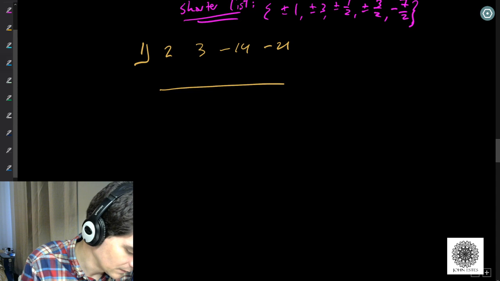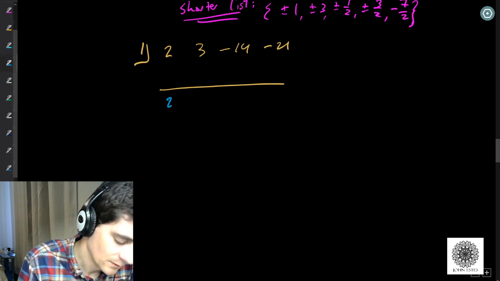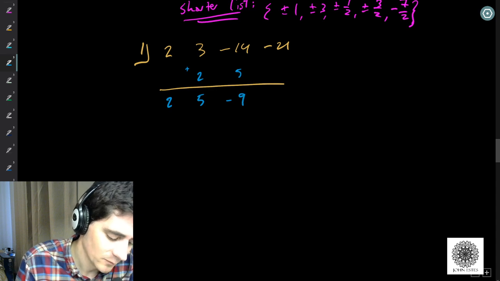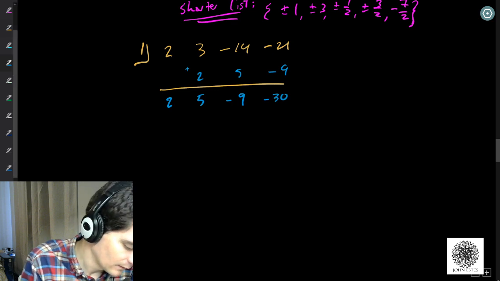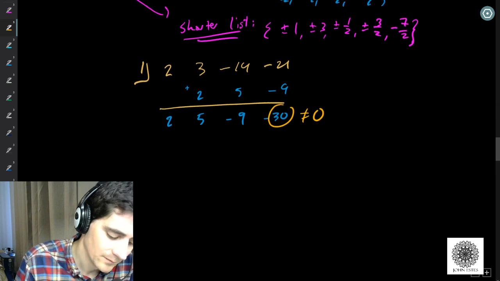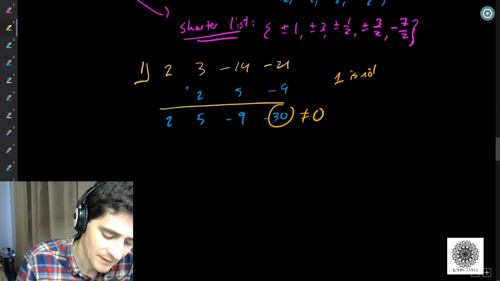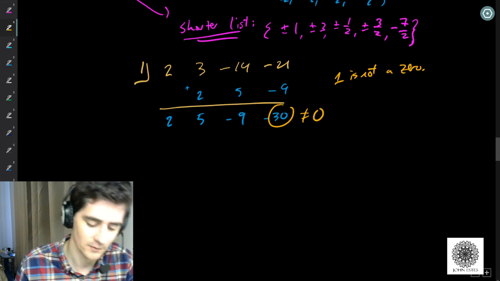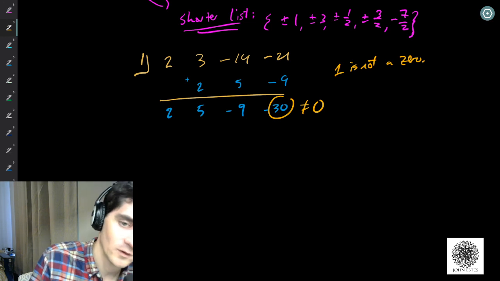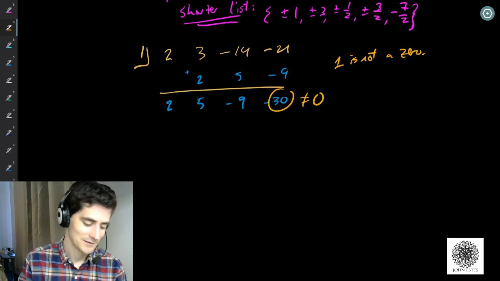Right, so I'm going to bring down the 2. 2 times 1 is 2. We add, we get 5. 5 times 1 is 5. We add, we get negative 9. Negative 9 times 1, negative 9. We add, we get negative 30. And notice this is not 0. So 1 is not a factor. It's not a 0 of this polynomial. You only get a 0 if the remainder is 0. Okay, so we checked 1 off the list. Now we're down to 8 candidates, and we try again.